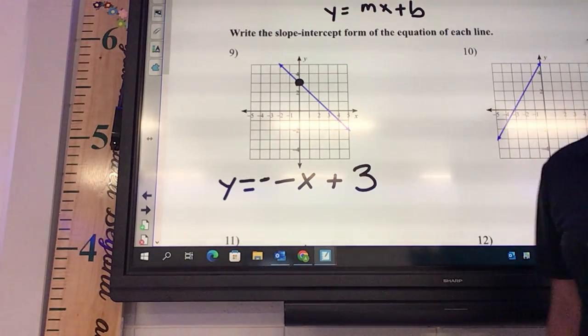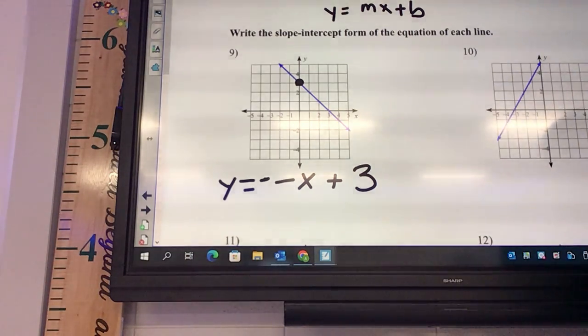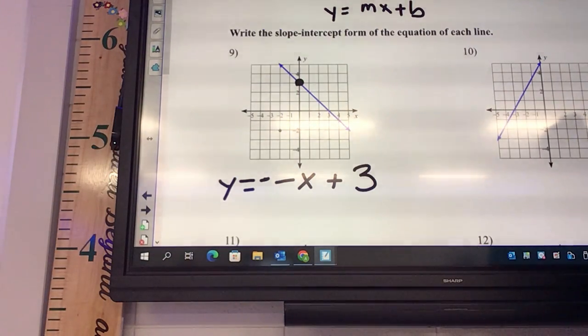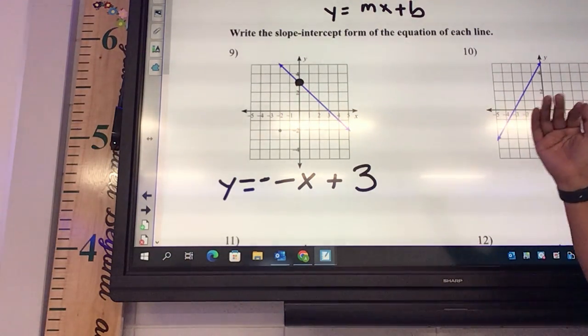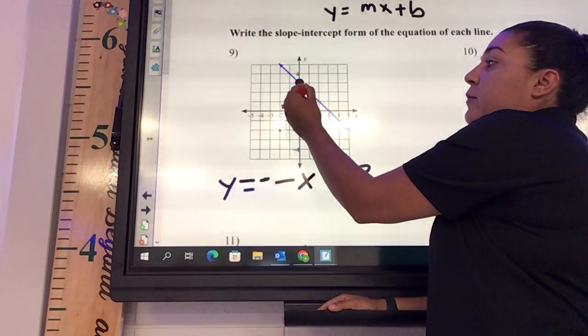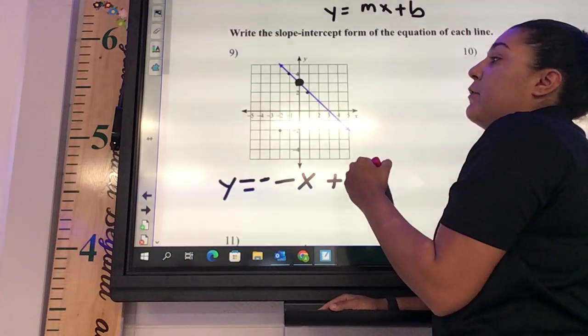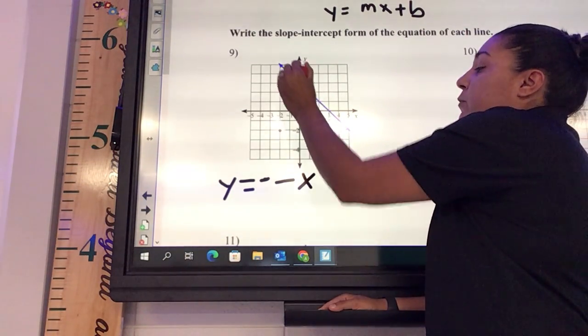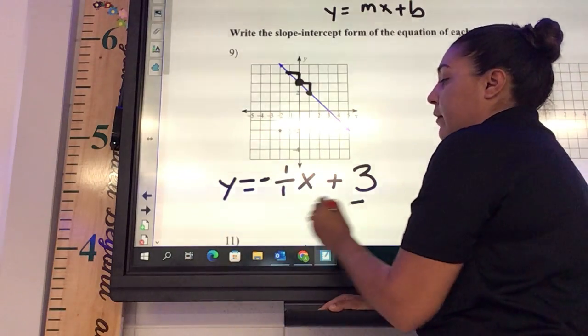Well, I can rise and run anywhere, so why did you say 1 over 1? Because you just gotta find a point. It's got to be on the line, okay, and it's got to be the next closest point. So you could go down, and it could be this one, or you could go up, and it could be that one. Either way, you're still going to rise 1, run 1. So you're saying 1 over 1.